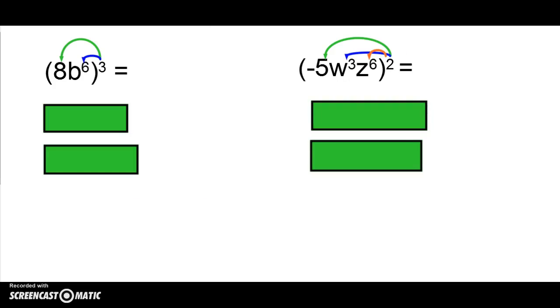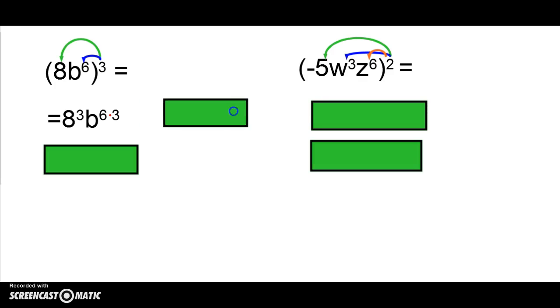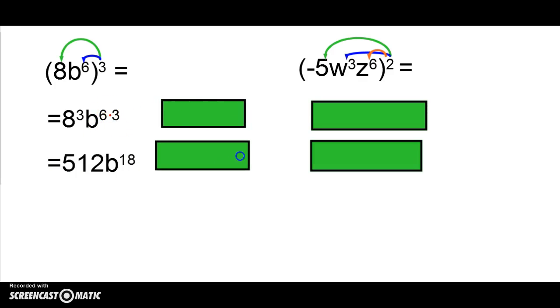All right, same practice. 8 cubed times b to the 6th power, and then it is cubed. So we'll end up being b to the 18th. And then I multiplied in the calculator 8 times 8 times 8 to get 512, b to the 18th.